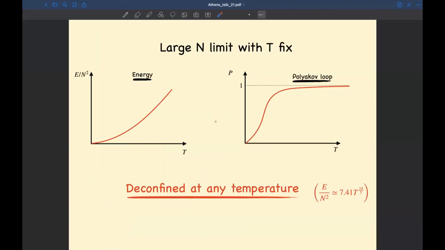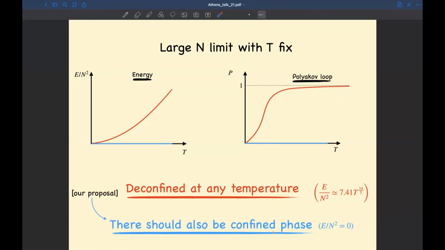From the gravity side, we expect that the energy and the Polyakov loop are non-zero at every temperature, as seen from here. And this means that there should be deconfinement. Along with the Polyakov loop, another parameter to distinguish this is the free energy. When the free energy goes like N squared, it means that we are in the deconfined phase. But our proposal is that the confined phase should exist as well, which means that both the energy and the Polyakov loop should be 0. And later, as Masanori said, I will provide some evidence that indeed we have this phase here.